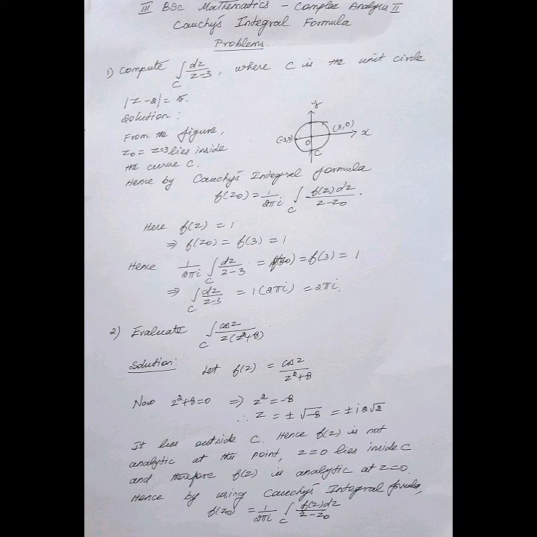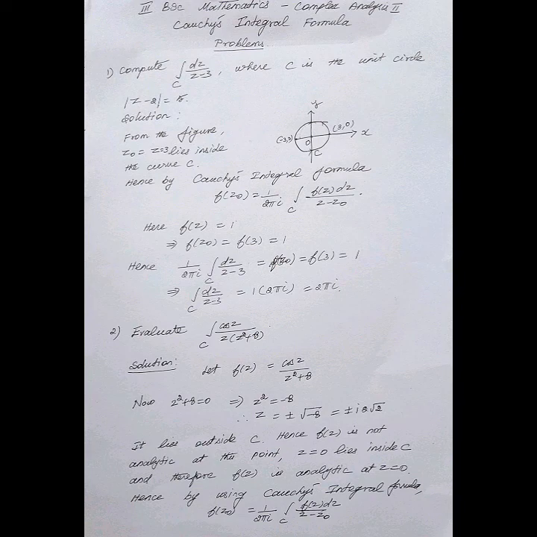Hence by Cauchy's integral formula, f of z naught equals 1 by 2 pi i integral over C f of z dz divided by z minus z naught. You are familiar with this formula. Here, what is your f of z? 1. f of z naught is f of 3, that is equal to 1 because f of z is a constant 1, independent of z. So no need to substitute 3.